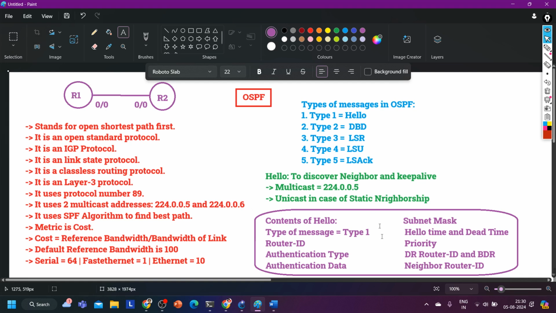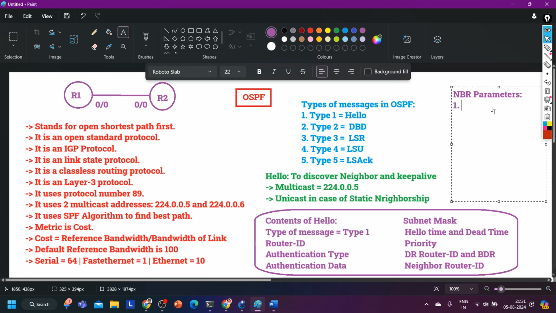Okay. Now, out of this information in the hello message, what are the parameters for neighborship? So guys, like in EIGRP, AS number, K values, subnet mask, and authentication data are the hello parameters. In the same way, for OSPF, let's look at the neighbor parameters.